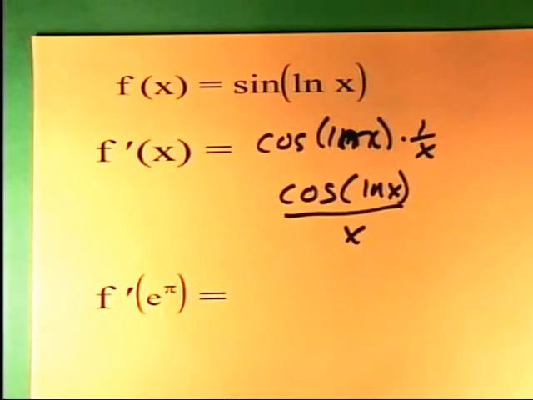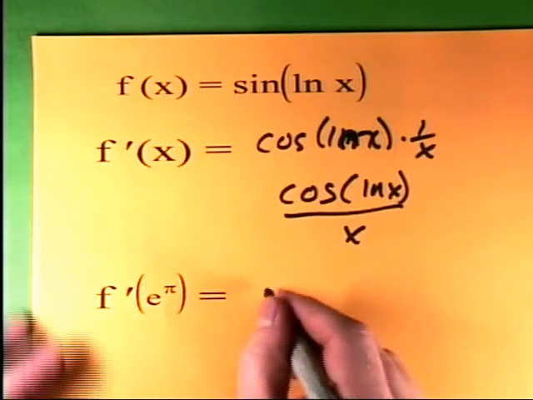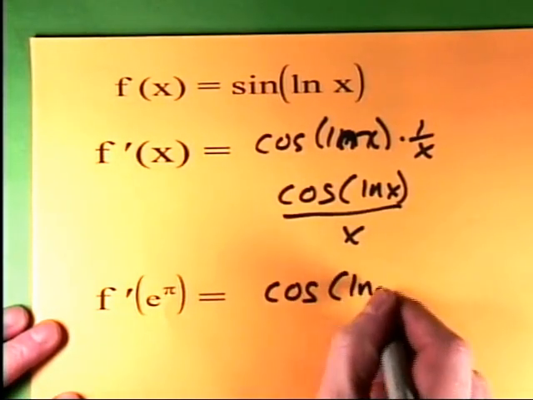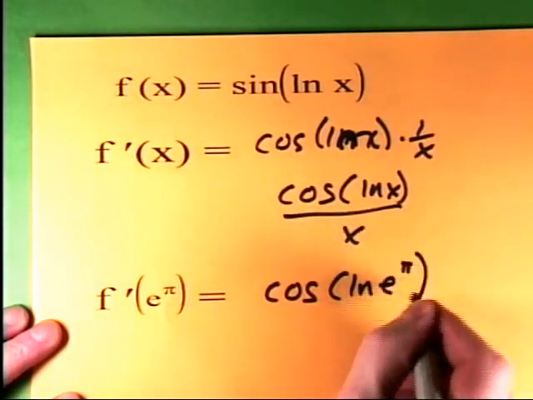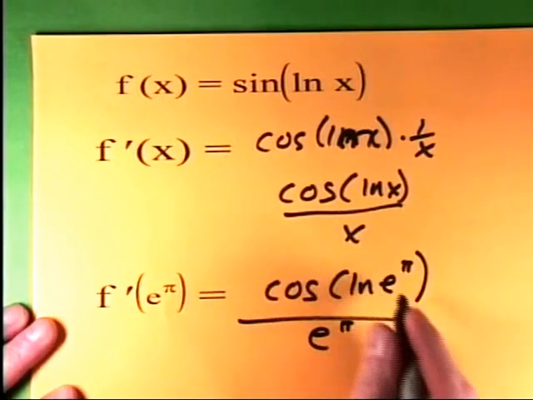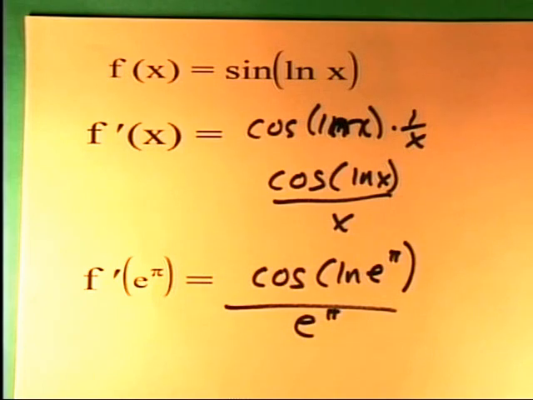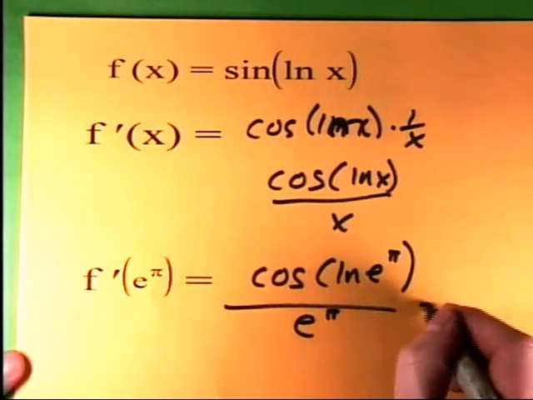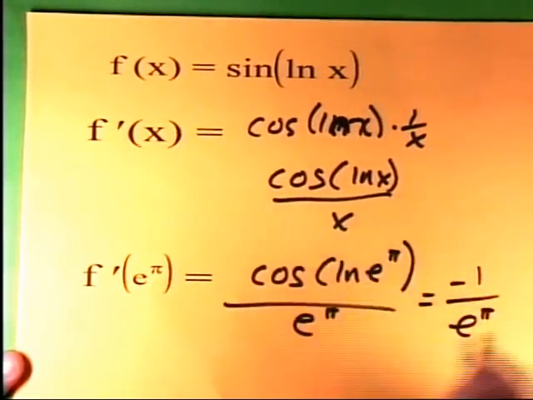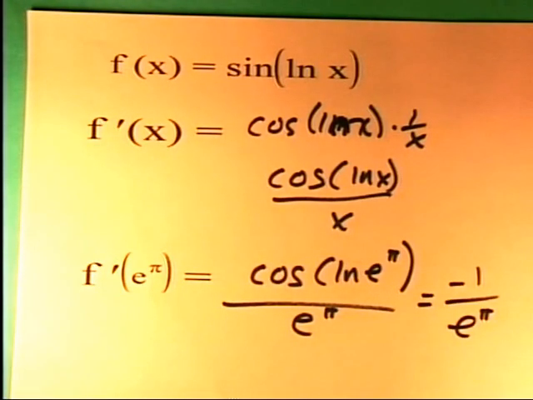So how do we do f prime of e to the pi then? Plug it in. Okay, what is natural log of e to the pi? Pi. What's cosine of pi? Negative 1. Excellent. So the answer is negative 1 over e to the pi. Fine job, Eric! Make sure you call again, okay?